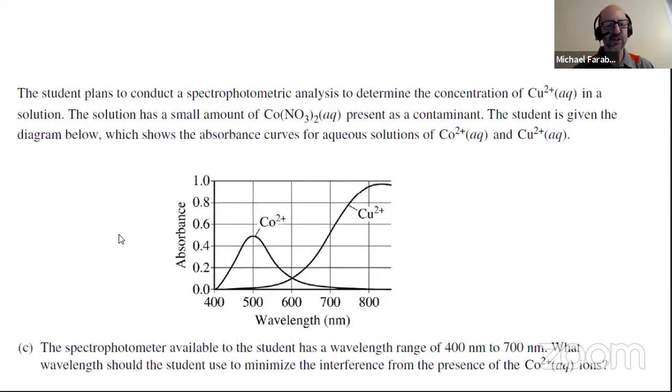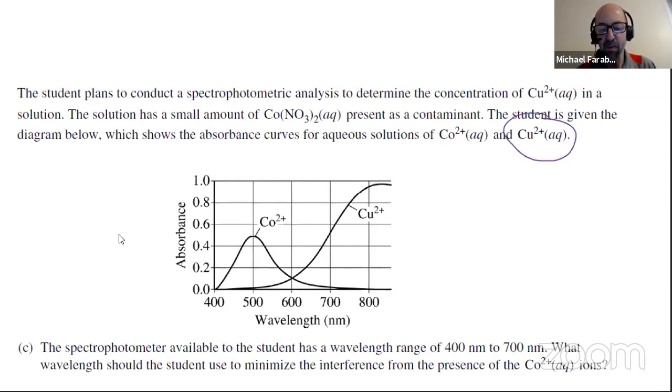The student plans to conduct a spectrophotometric analysis to determine the concentration of copper in a solution. Now, the solution has a small amount of cobalt nitrate as a contaminant. So we don't want the absorbance of the cobalt. We want the absorbance of the copper. The student is given the diagram below, which shows the absorbance curves for the aqueous solutions of cobalt and copper. So this is what we want.